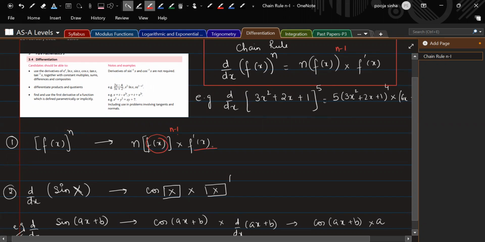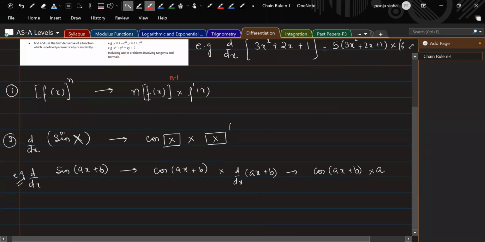Clear? Now, if we have a trigonometric ratio of sin x, so जो भी x होगा, sin x it becomes cos x. But x अगर कोई function है, तो फिर उसको भी हमको differentiate करना पड़ेगा आगे, so वो multiply हो जाएगा इसके साथ. Example के लिए I have taken sin(ax plus b). So sin(ax plus b) का differentiation हो गया cos(ax plus b). But then you also have to differentiate this part.